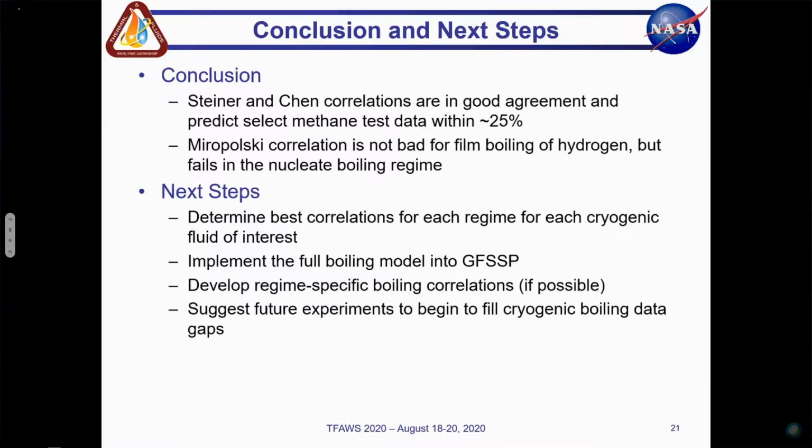So that pretty much wraps up my presentation. Some conclusions are that currently the Steiner and the Chin correlations, which are nuclear boiling correlations, agree with each other very well. And they do predict this particular methane test data within about 25%. The Mirapolsky correlation is not a bad correlation for film boiling of hydrogen, but it fails to model nuclear boiling data appropriately. And again, it underpredicts by about two orders of magnitude.